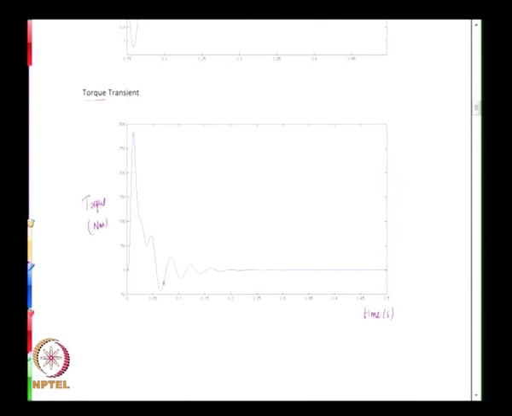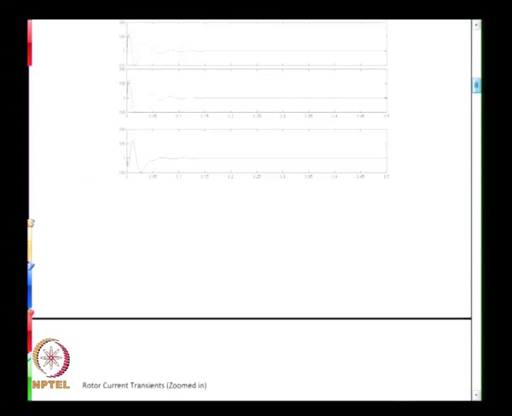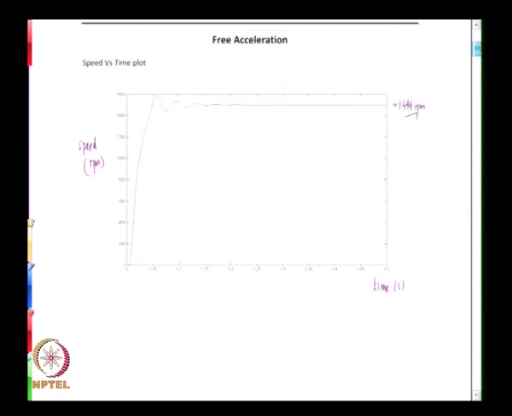So one can go back to the speed plot. One can see that the speed is beyond the synchronous speed in this region, and you see speed is coming down, and the rate at which speed comes down is the maximum here. So you expect that maximum negative torque is available at this point, which is somewhere after 0.05 seconds, and one can see that indeed is the case.